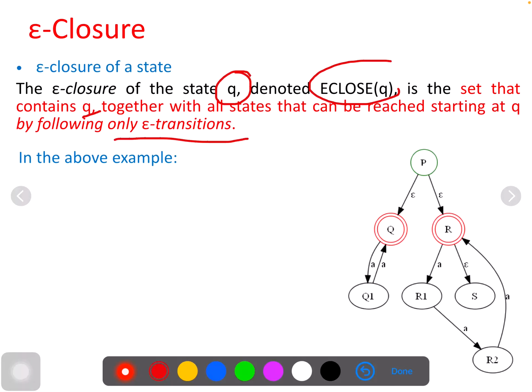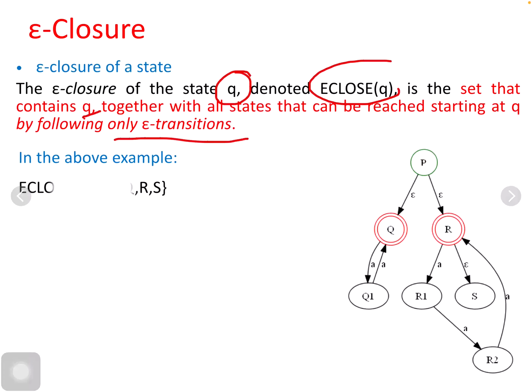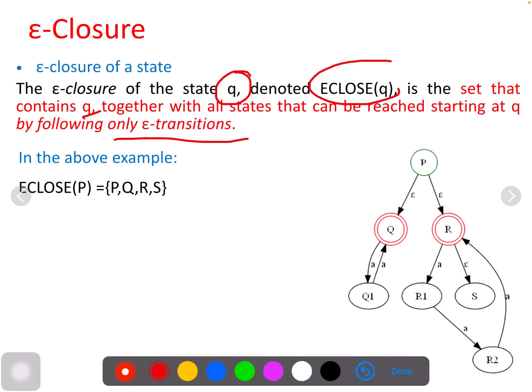For example, we can take a similar example. I need to find out the E-closure of P. So E-closure of P is, how do you get PQRS? Look at that. E-closure of P: without taking input it is able to reach Q, and also it can reach R to S, right? So that means P, Q, R, S. Without taking any input from P you can reach P, Q, R, S. So that is the E-closure of P.